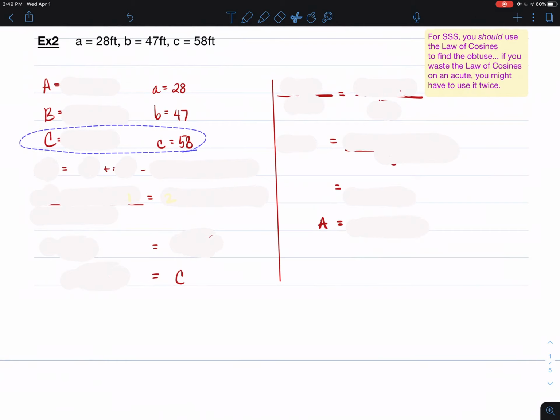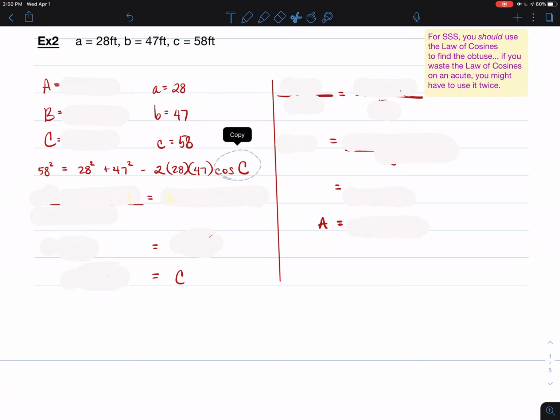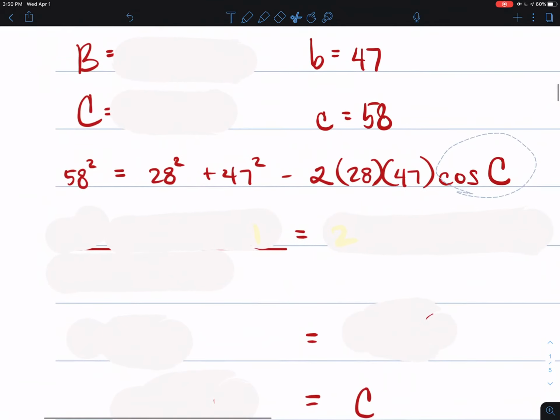So right underneath then, I'm using the law of cosines that starts out with C squared. So I have my C squared equals my A squared plus my B squared minus my 2AB cosine C. Now, you have to do a little bit of maneuvering. But notice that the unknown is your cosine C. This is the guy that has to be isolated first.